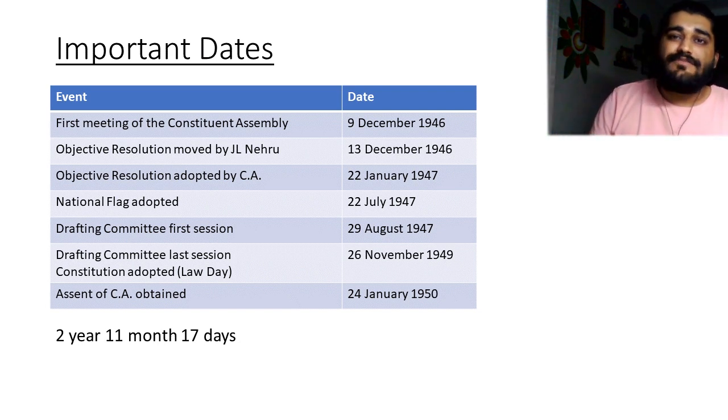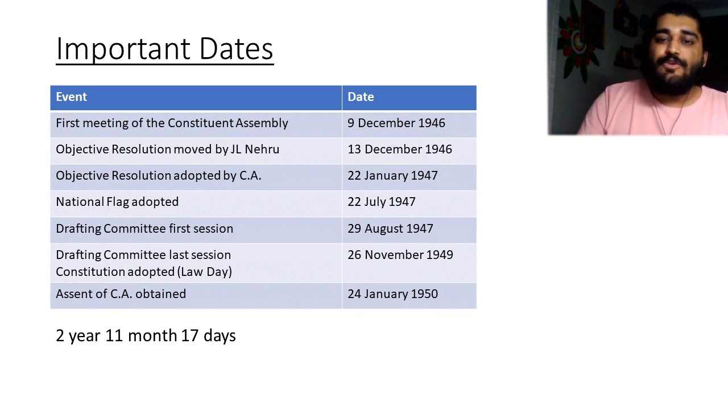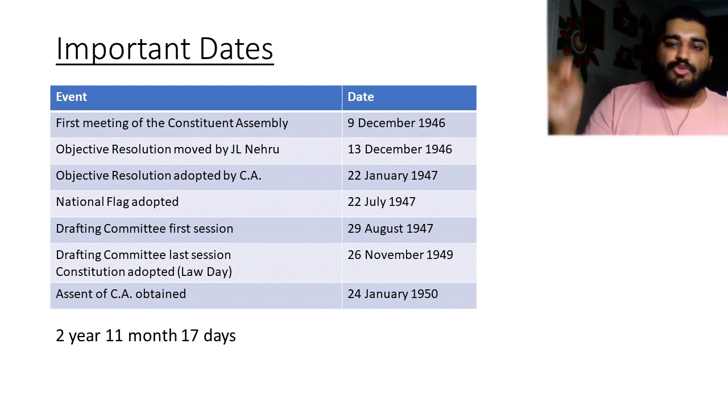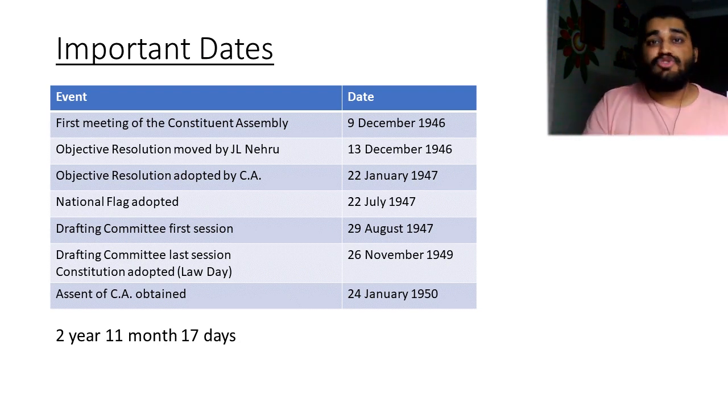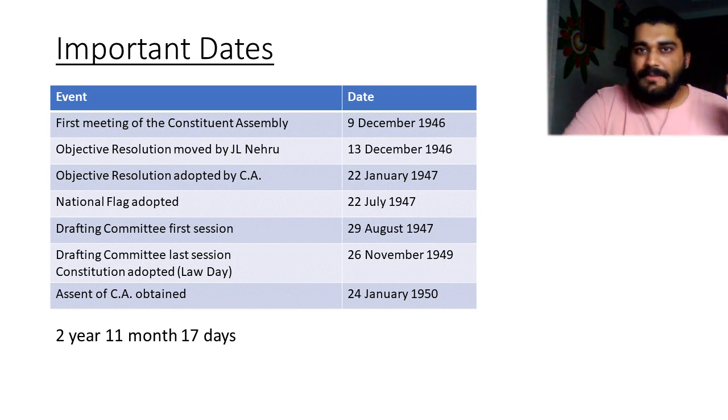And the last session of the drafting committee, most importantly, was on the 26th of November 1949. Though we may be aware that the constitution was commenced and enforced on the 26th of January 1950, what you need to note is that 2 months prior to that, on the 26th of November 1949, the constitution was entirely drafted. And that day is known as the Law Day of India. So this is an important tidbit that you would like to know. This is also mentioned in the preamble, which we'll again discuss later.